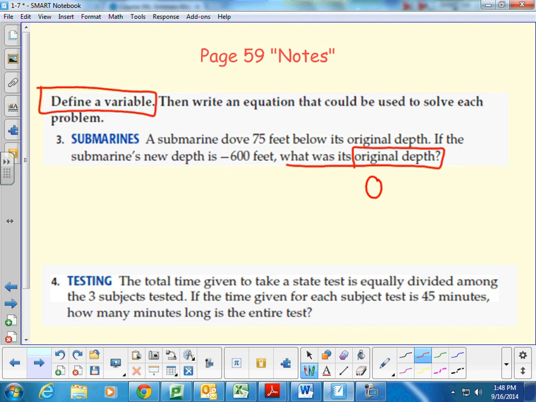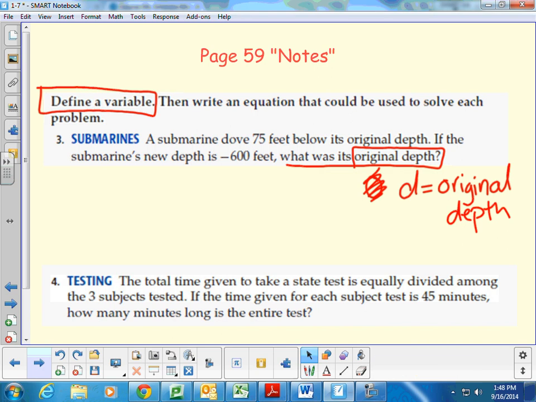So I could make O for original depth. But something that might be wrong with picking O is that it looks a lot like 0. So I'm going to use D for the original depth. D just seems like a way safer letter to use so that if my handwriting gets a little wild or someone else is looking at it, it's not confused for a 0.